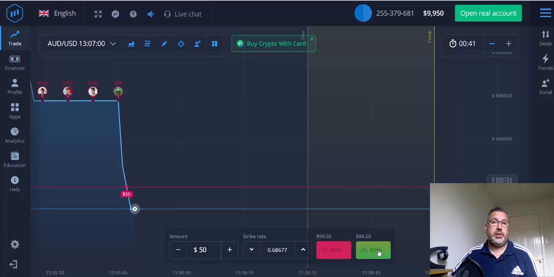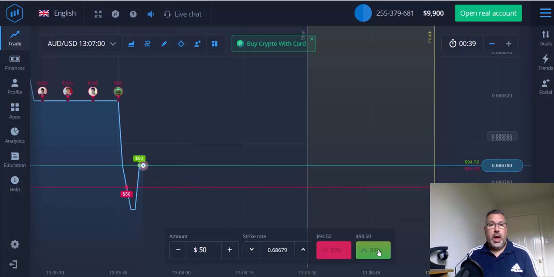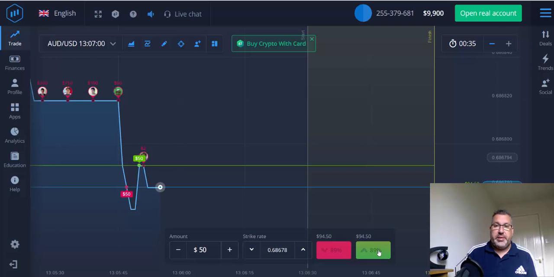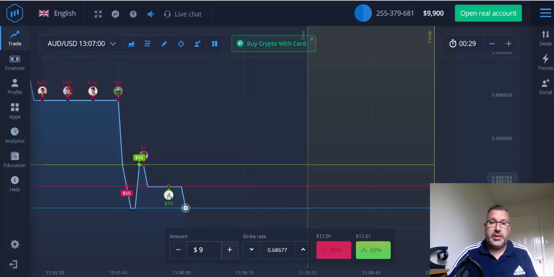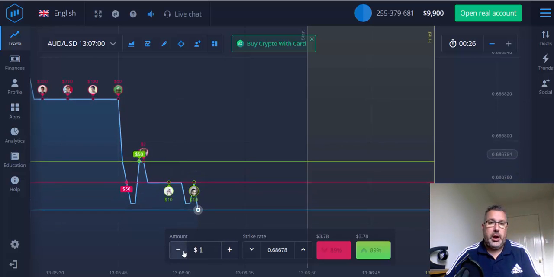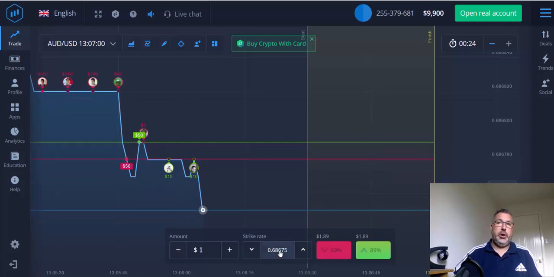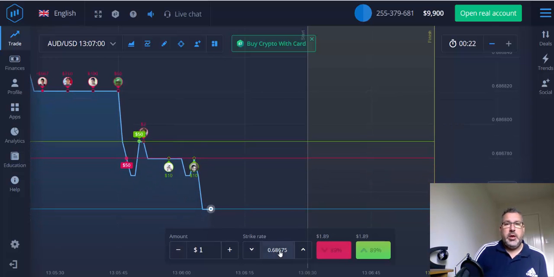Press the wrong one there. I wanted to press green, just to show you how it's as simple as that. You'd alter your amount, and obviously I've got a $10,000 demo account, so it doesn't really matter what I press there. But you can trade from $1 up to, I don't know, various amounts.